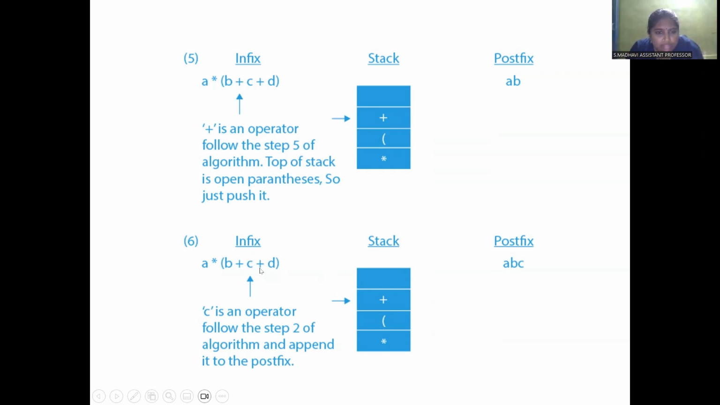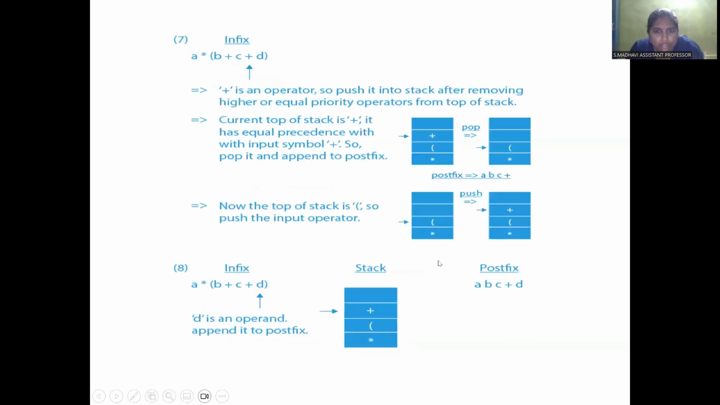Next, we scan the character C. C is an operand, so you can directly place it onto the postfix. Next, we read the character plus. Plus is an operator, so we know we have to push it onto the stack. But a plus is already in the stack. If it is of higher priority, it's of no issue. But if it is of equal priority, we have to pop that plus from the stack and place it on the postfix.